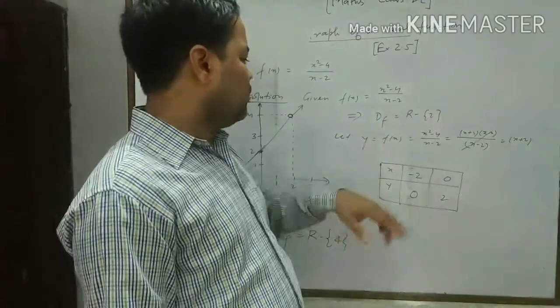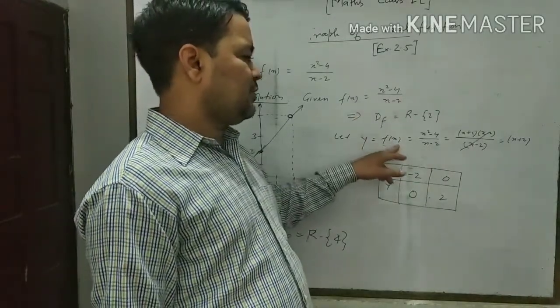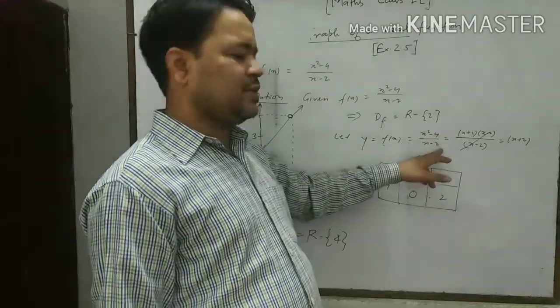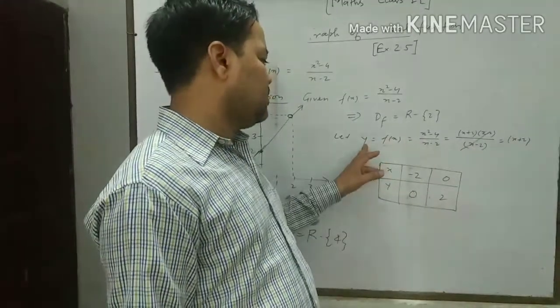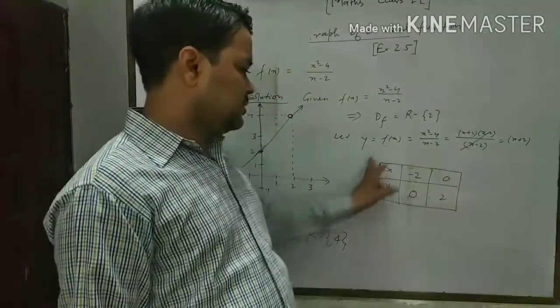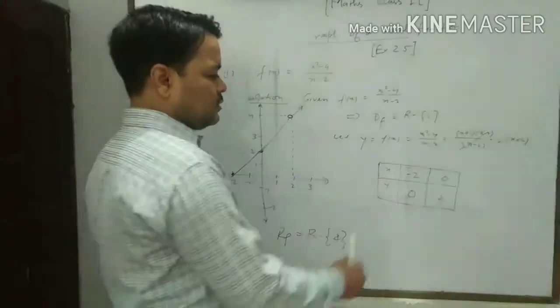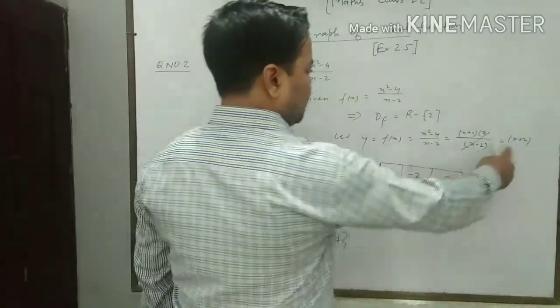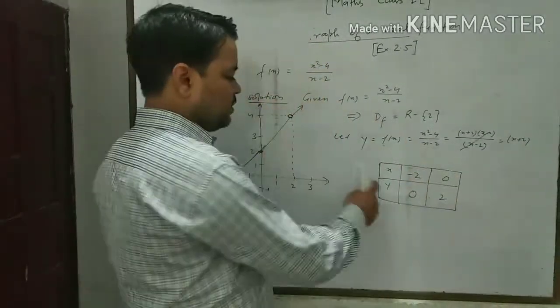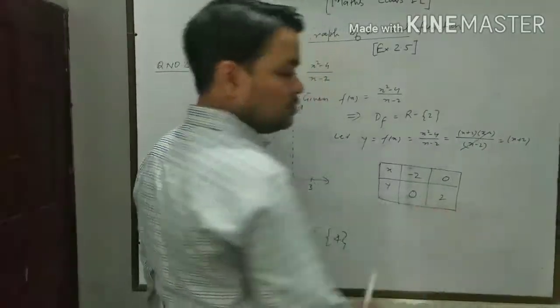Understood? Now, let y equal f(x). Here y is equal to (x square minus 4) upon (x minus 2). After calculation, we find that y is equal to x plus 2. Now we make a graph. Here x and y. If the value of x is equal to minus 2, then minus 2 and plus 2 cancel, meaning 0, so y is equal to 0. And if x is equal to 0, then y is equal to 2.